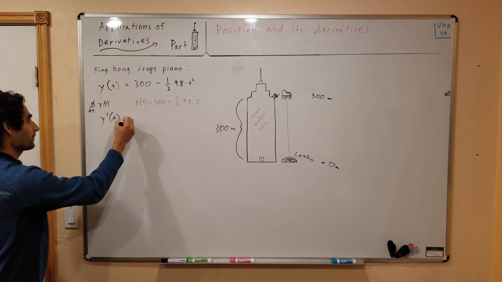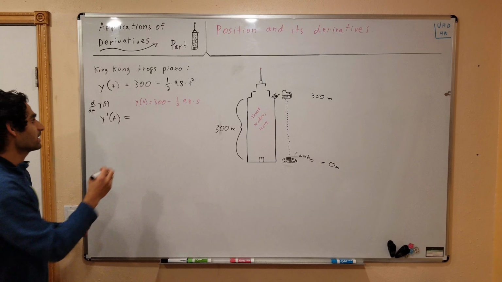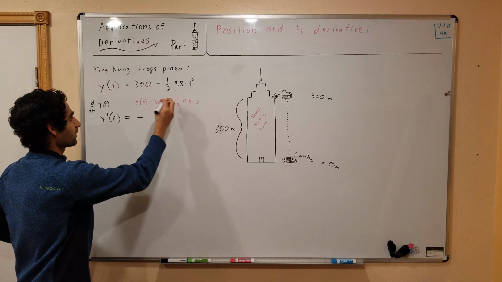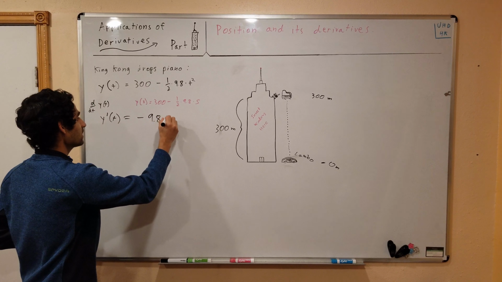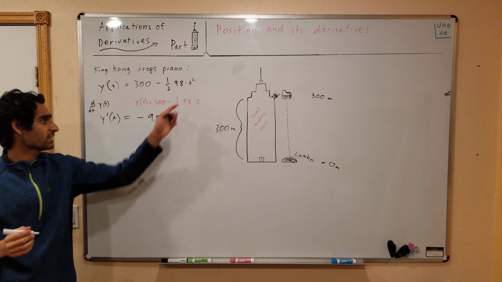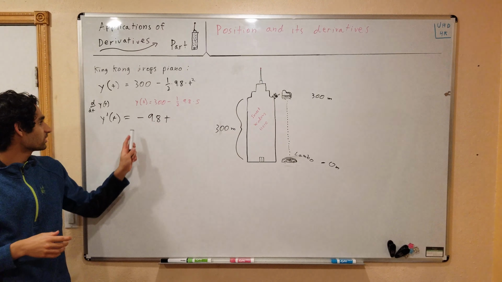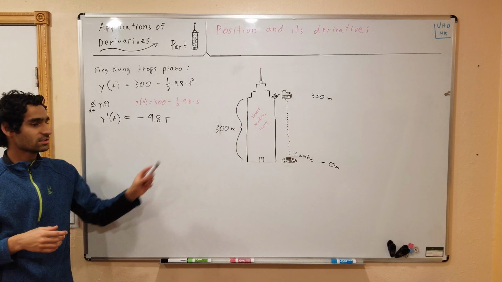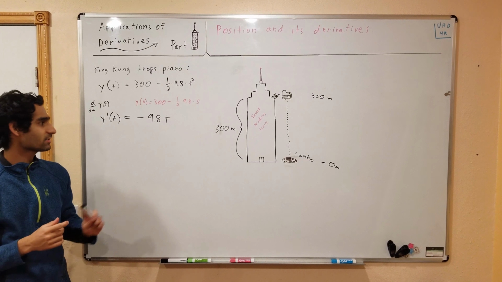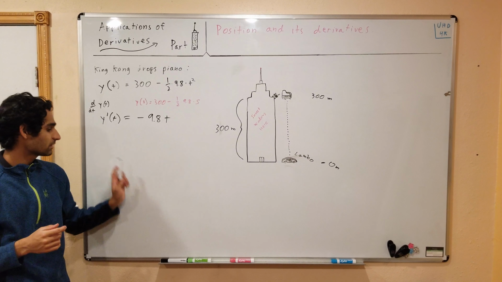That's y prime of t. And this is going to be equal to negative 9.8 t. I just had to use the standard power rule over here. Okay, so negative 9.8 t. This is the formula we need to use to calculate the velocity of the piano t seconds after it's dropped.